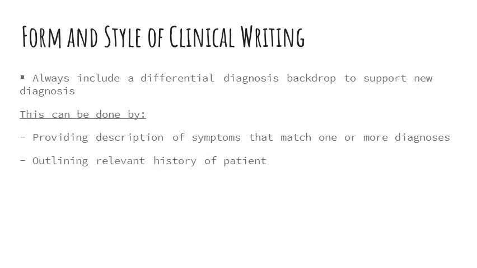In notes that contain information about the initial diagnosis, always include a differential diagnosis backdrop, starting from broader and narrowing to more specific, to ultimately guide and inform how you came up with your diagnosis. This can be done by describing symptoms of your patient that align or correspond more with a particular diagnosis or more than one diagnosis if you identify comorbidity from your assessment. And also by outlining relevant family history, previous psychiatric history, and social history.